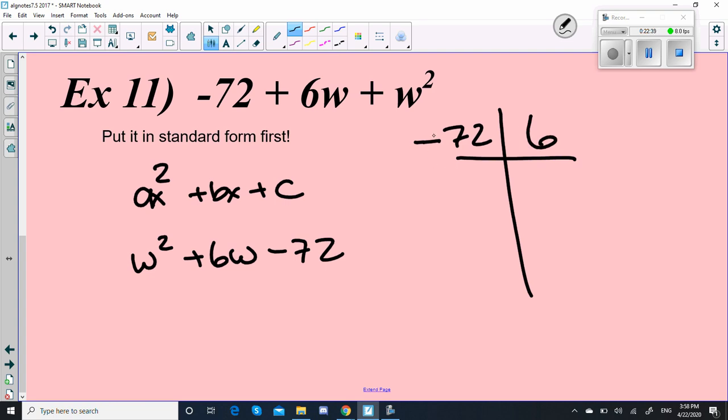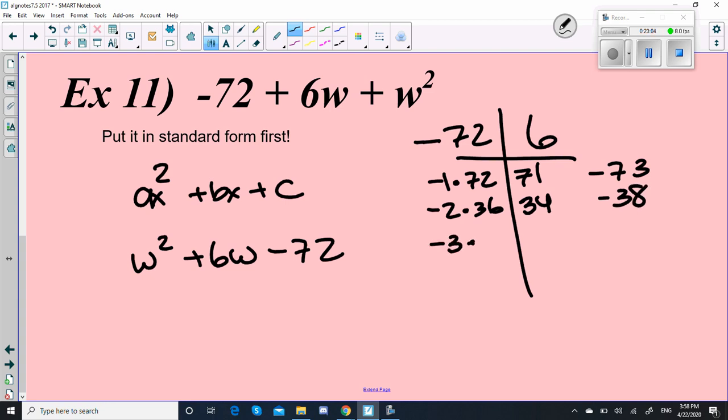So let's see, got a negative here, so that means one of them's negative. So negative 1 times 72. I think I'm way off here. If I add them, that's 71. If I subtract them, that's negative 73. That's really far away from 6. Let's try 2. Negative 2 times 36. So how about if I add them, that's 34. If I subtract them, that's negative 38. Let's try 3. Negative 3 times 24. If I add them, that's 21. If I subtract them, that's negative 27. I'm getting closer, but I'm still not to 6, so I got to keep going.